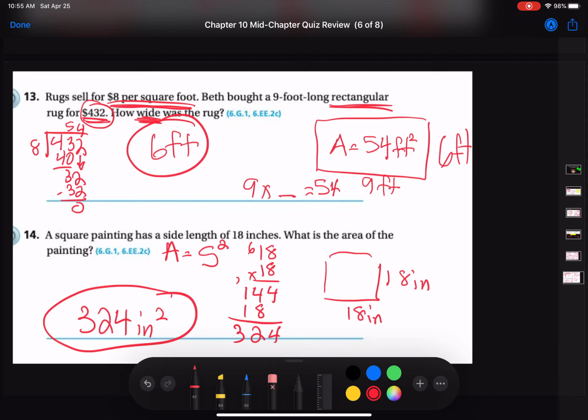So now the ones on Think Central are going to be really similar to this. So if you took notes, then you should do pretty well on it.